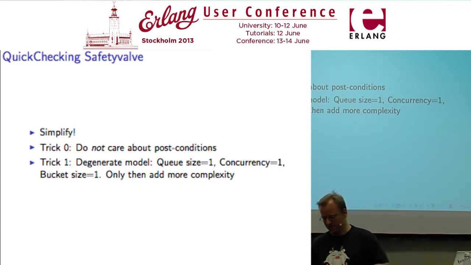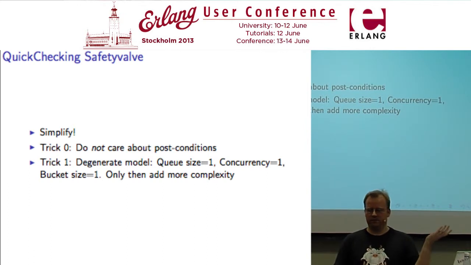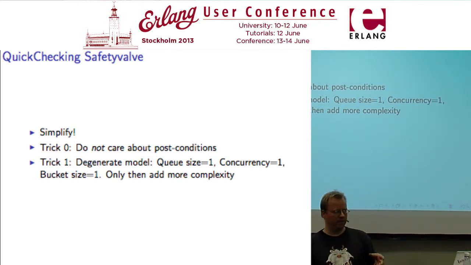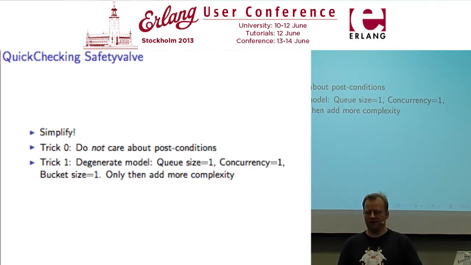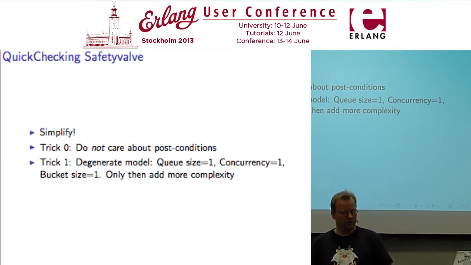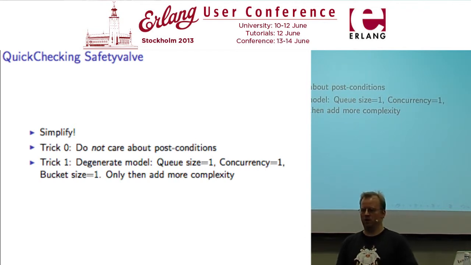The second trick I use is I make a degenerate model. In this system we have concurrency, we have queue size, the size of the token bucket regulator, the rate of the token bucket regulator, and also how many surplus tokens we can have in the bucket regulator. So these are three main values. We limit them. We say the queue size can be 0 or 1. The concurrency count can be 0 or 1. And the bucket size can be 0 or 1.